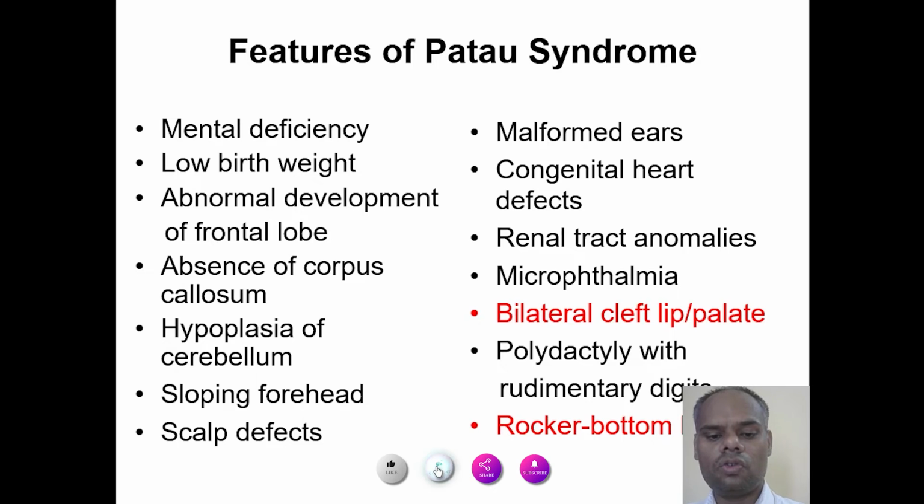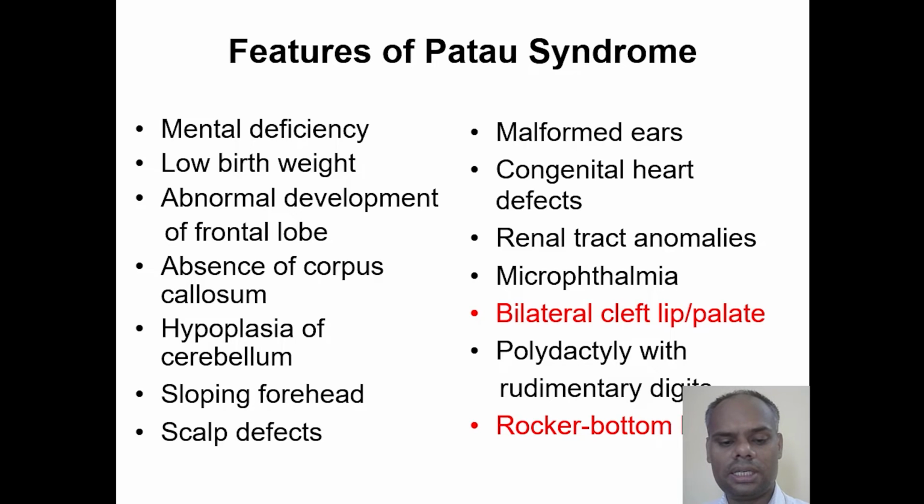The clinical features of Patau syndrome include mental deficiency, low birth weight, abnormal development of the frontal lobe, absence of corpus callosum, hypoplasia of cerebellum, sloping forehead, scalp defect, malformed ear, congenital heart defect, renal tract anomaly, microphthalmia, bilateral cleft lip and palate, polydactyly with rudimentary digits, and rocker bottom heel.